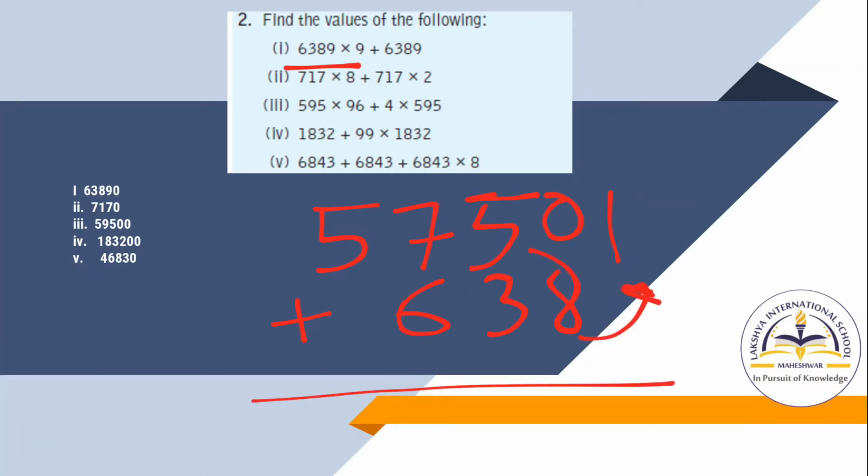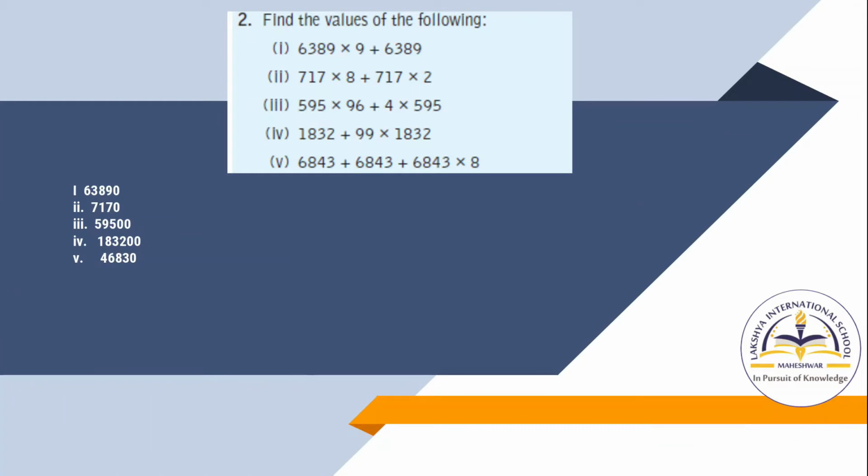Now we will solve this. 0 1 9 here. 5 3 8 6 13. So our answer is 63890. Here you first have to multiply the numbers and then add. Now in the second question, you multiply 7 into 8 and 717 into 2, and whatever the answer is, you add them. Same here: multiply 99 into 1832 and then add 1832 to the answer.